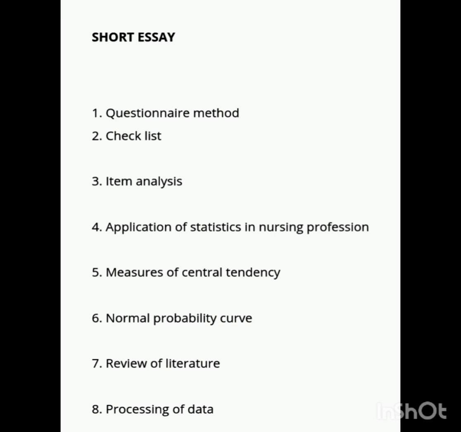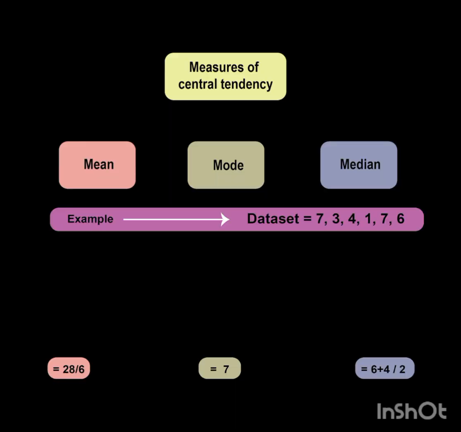Okay, next, central tendency. What is central tendency? Central tendency is a central value for a probability distribution. Measures of central tendency are often called averages, and the most common central tendency measures are mean, median and mode. In this diagram you can observe the measures of central tendency. Those are mean, mode and median.